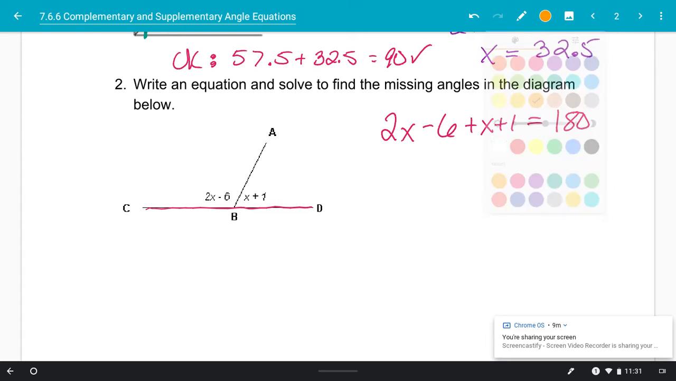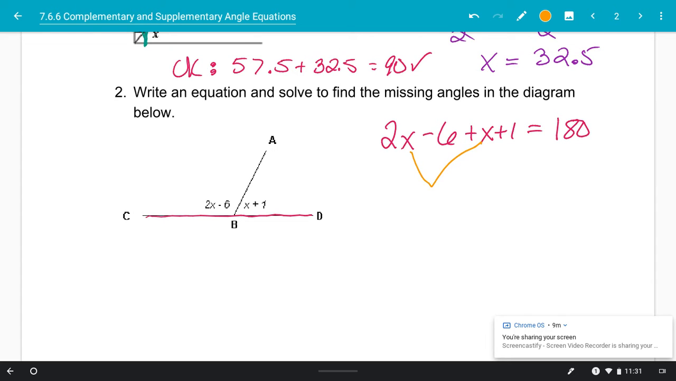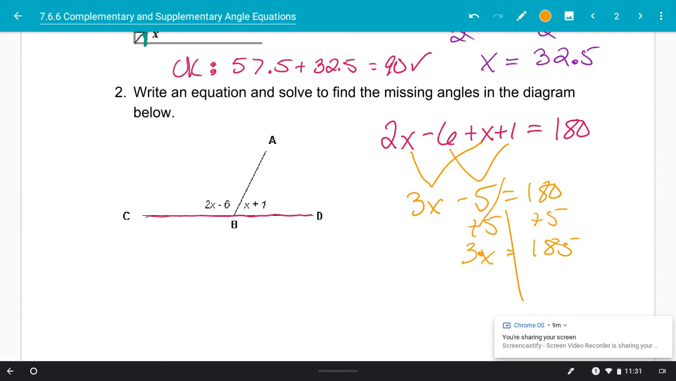Now we're ready to solve. So first we're going to start combining like terms to get 3x minus 5. Watch those integer rules, who wins by how much. And then we're ready to start moving terms from one side to the other. So to undo that minus 5, we're going to add 5 to both sides. And then to undo that multiplication, we're going to divide both sides by 3.